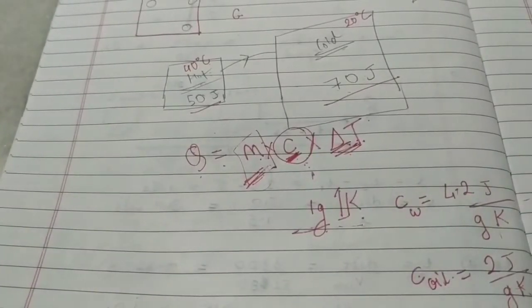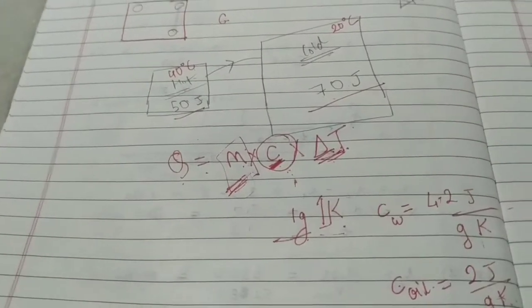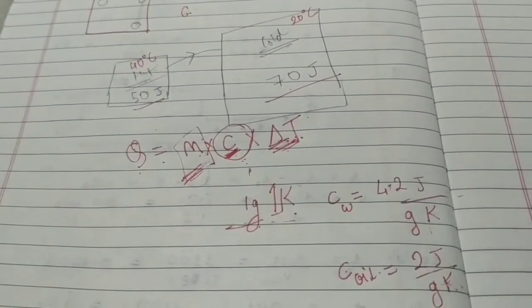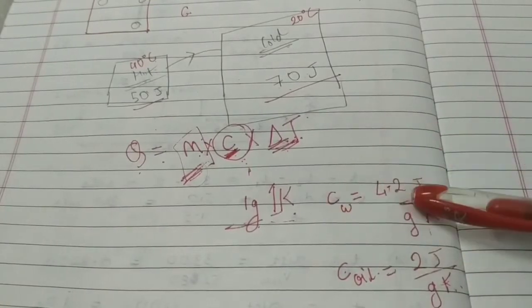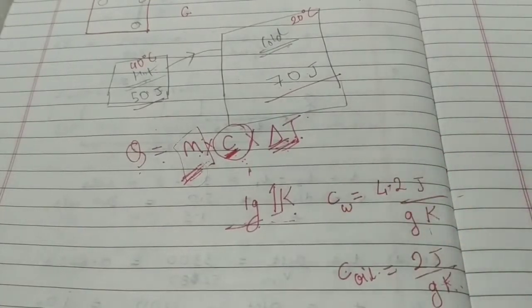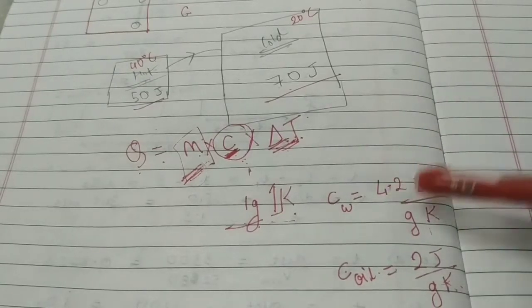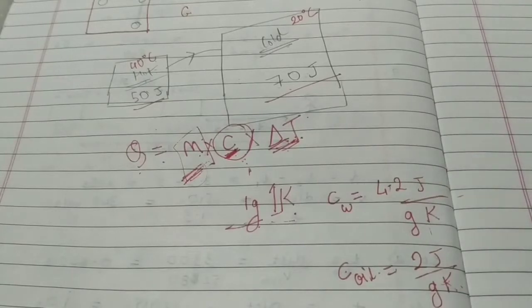So specific heat capacity does not depend on the mass of a substance. If you ask me what is the specific heat capacity of water in that bucket, I would say 4.2 joule per gram per Kelvin. Or if you ask me what is the specific heat capacity of water in that swimming pool, assuming it's pure water, again I would say 4.2 joule per gram per Kelvin. So the value remains fixed. It does not depend on the mass of the object.